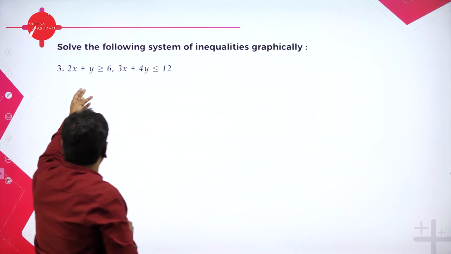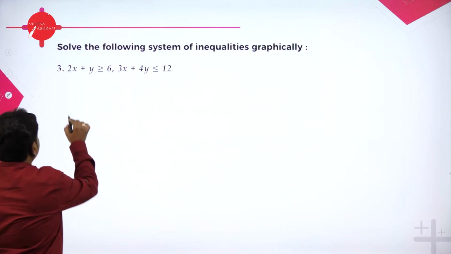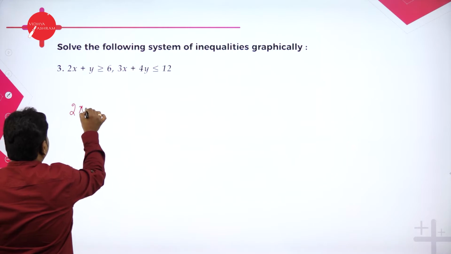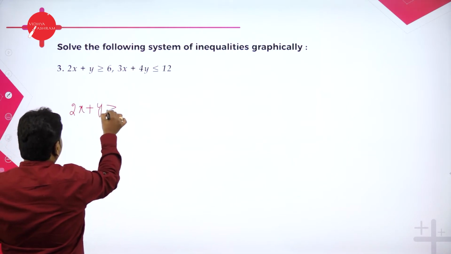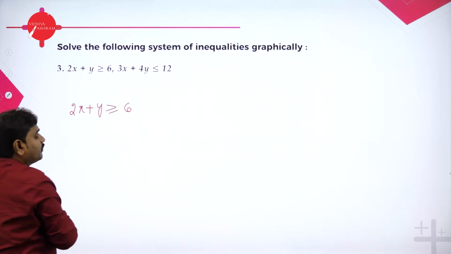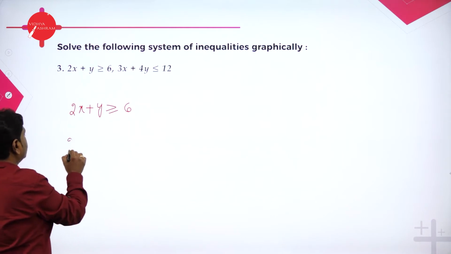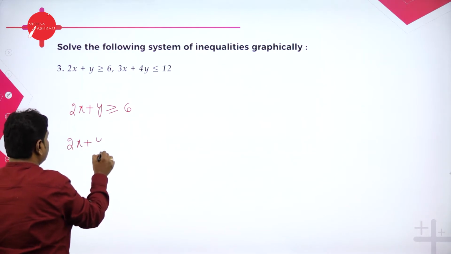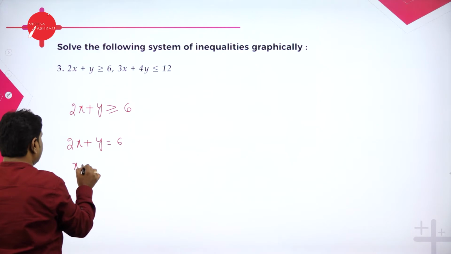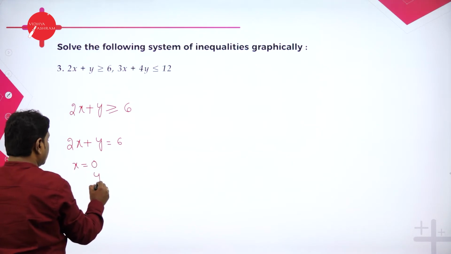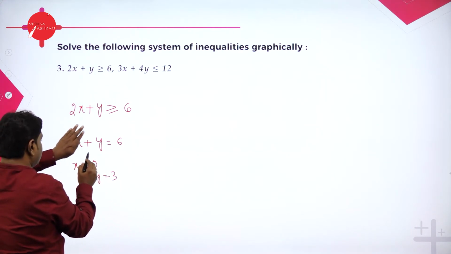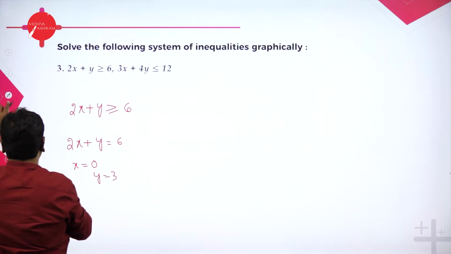Now again, 2 lines are given. The first line is 2x plus y greater than or equal to 6. Take equal to 6, so I'll take 2x plus y equal to 6. Put x = 0. If you put x = 0, y will become 6.